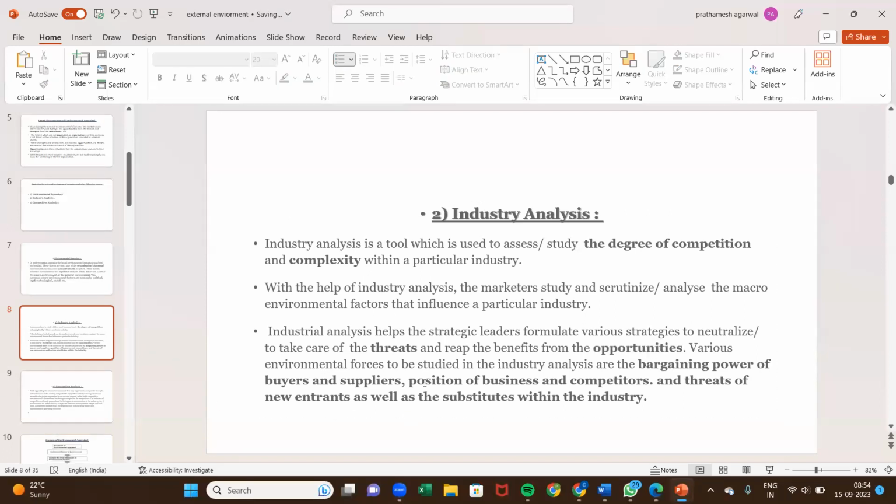Various environmental forces to be studied in the industry analysis are the bargaining power of the buyers, right? You go to a shopkeeper, he tells you something is for 10 rupees, you say, give it to me for 7 rupees, right? Similarly, the suppliers will also bargain with the manufacturers. Then the position of business and competitors, and the threats of new entrants as well as the substitutes within the industry.